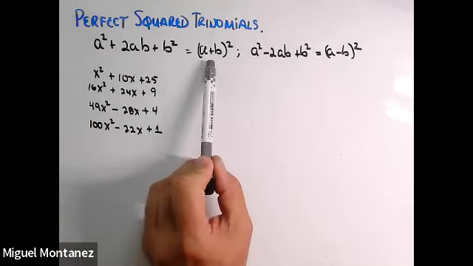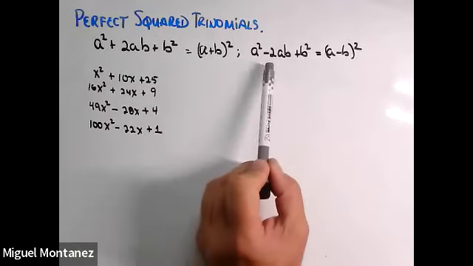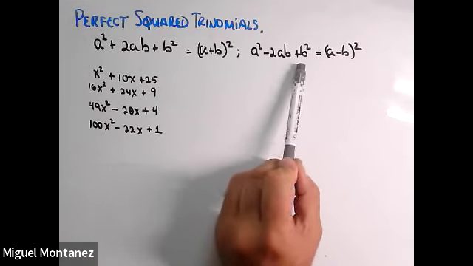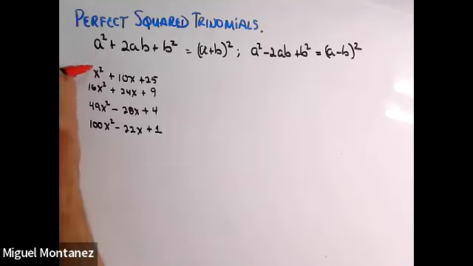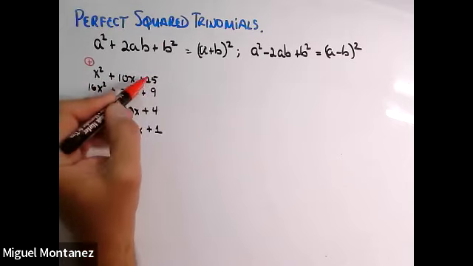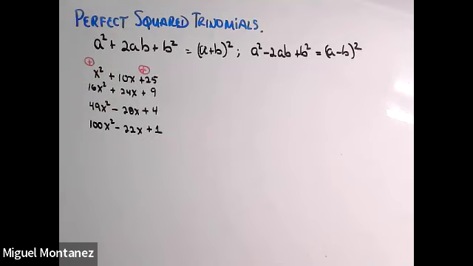And we can factor it as (a plus b) squared, namely a plus b times a plus b, or a squared minus 2ab plus b squared, (a minus b) squared. These are just four examples of perfect trinomials. Right away, notice that the coefficients of a squared and b squared are always positive. They are never negative. Of course, the middle term can be either positive or negative.